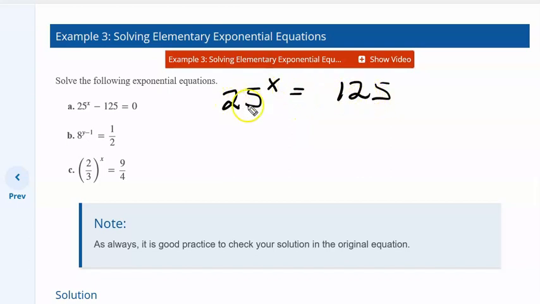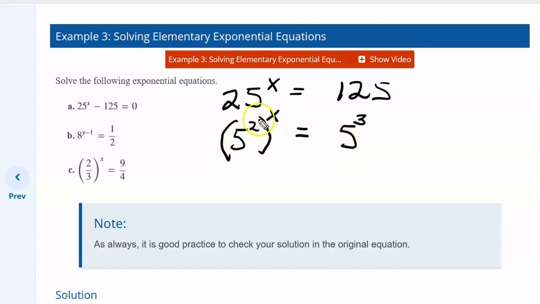Now, what we want to do is to write our base so that our bases are the same. And we can see this is 5 to the second to the x power equals 5 to the third power. So we're getting our bases here so that our bases are identical.